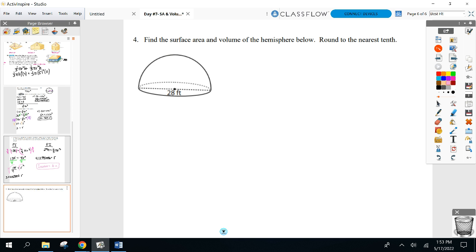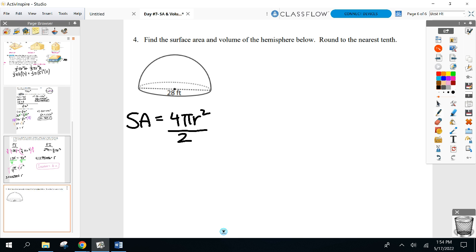Hemisphere. Cutting it in half. Not as easy as it looks, though. Surface area in particular. So here's your mindset sitting at your desk right now. Full sphere: 4 pi r squared. I got a half one, so I'll cut it in half. You're not seeing the full picture. Literally.